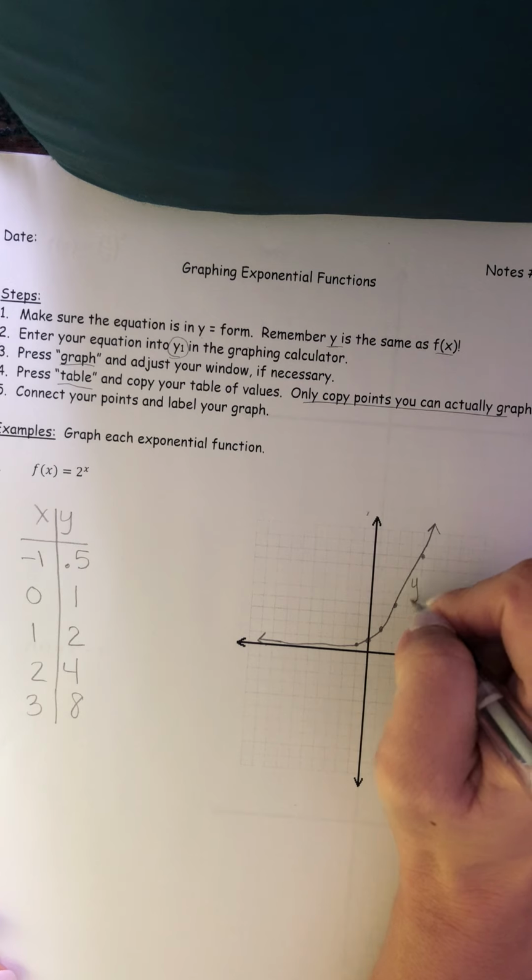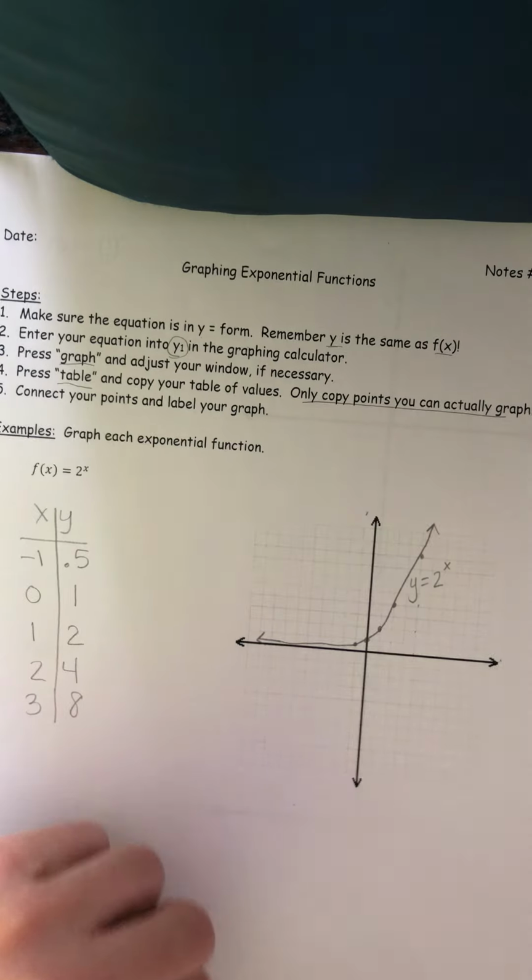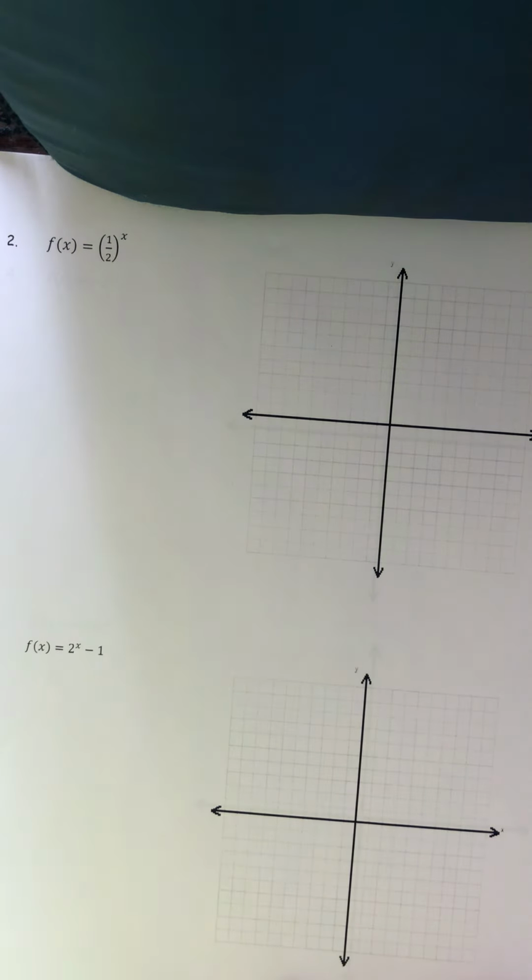And then you can either just label it y equals 2 to the x, or you can do f of x equals 2 to the x. So they're very easy to do if you have a graphing calculator, and I wasn't sure if you'd have them, so I didn't want to send you guys for any tricks while you're at home.